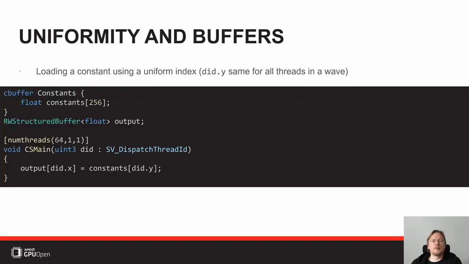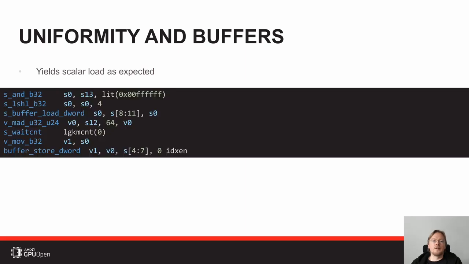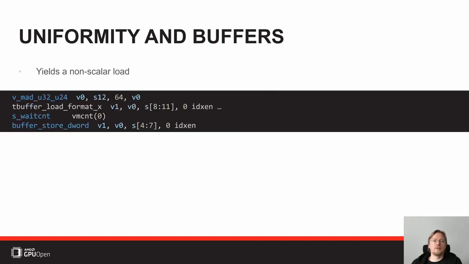If you remember the example I just gave you about loading from a constant buffer, a load from a constant buffer with a uniform index will lead to a scalar load. Clearly, because it's uniform, you can use a scalar load because we're only loading one value. Everything is fine. We can see it here, right? It's an S buffer load. Loading a constant using a varying index, however, even if it's a constant, we cannot load the same value anymore, right? So we need to issue a varying load, which means we have to go through the vector unit, and bam, we're getting a T buffer load in this case, which loads a different value per lane.